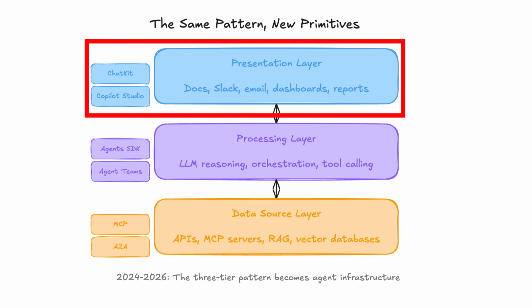And then the presentation tier becomes the presentation layer. We're talking about Google Docs, Slack, emails, dashboards. So how actually results reach humans?